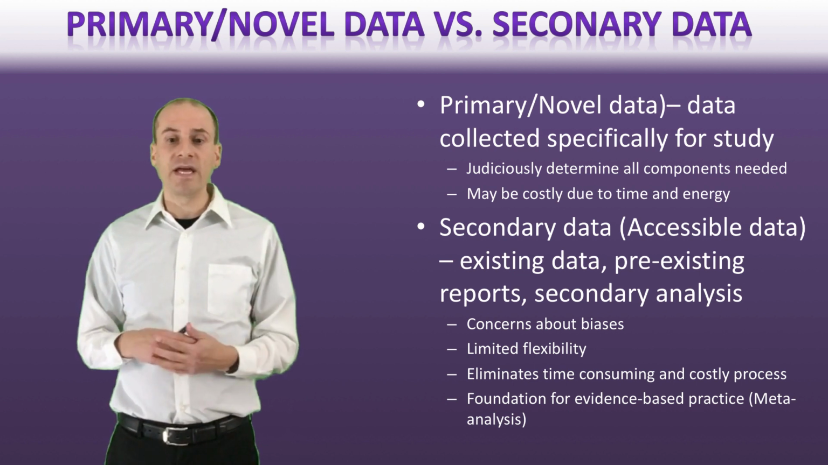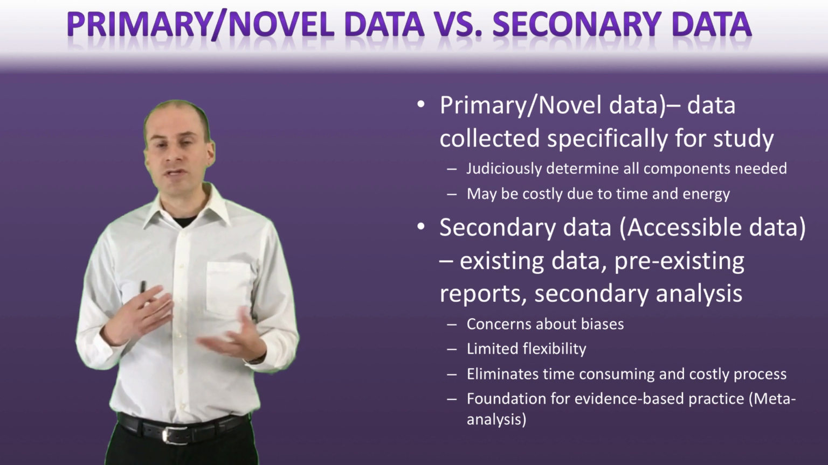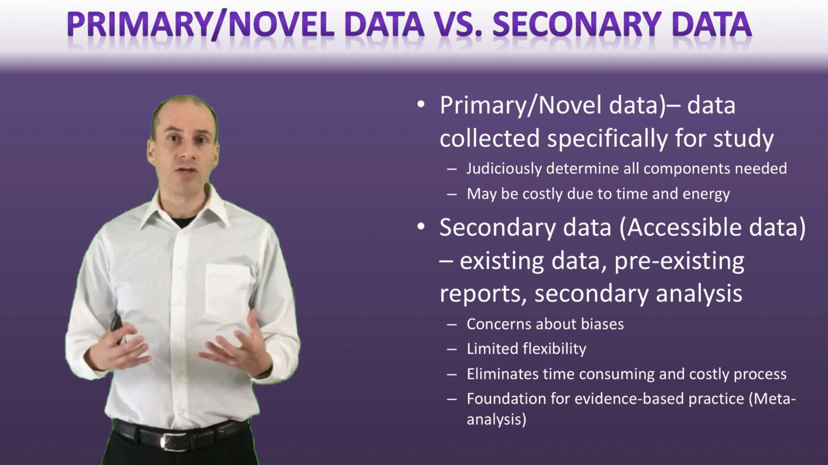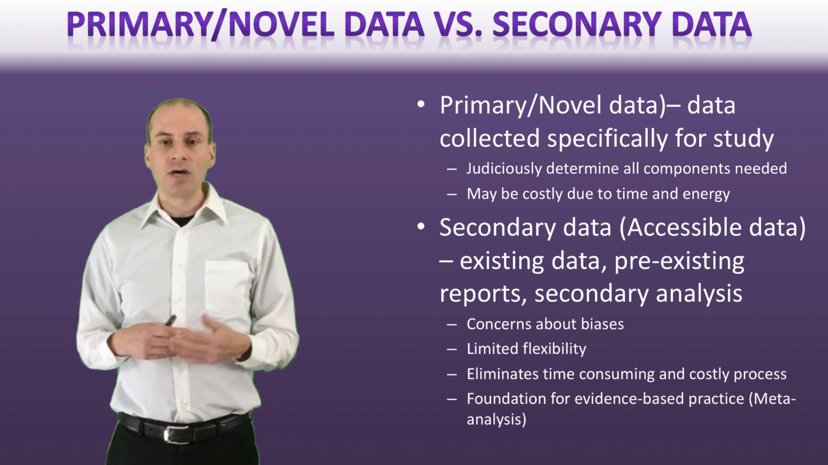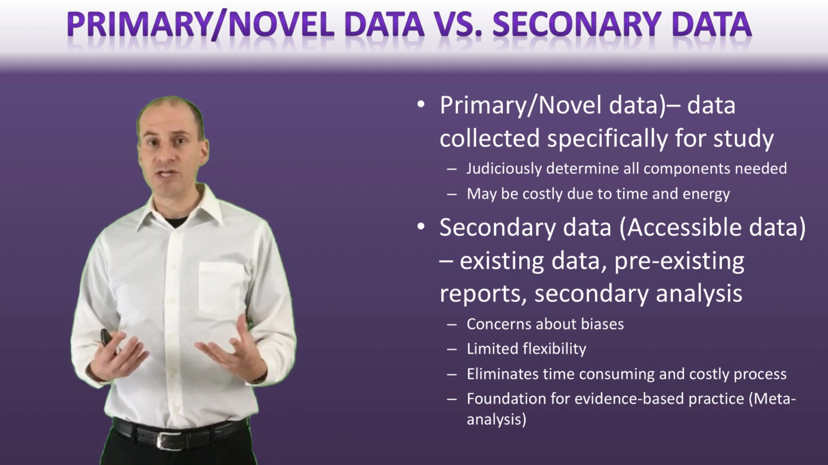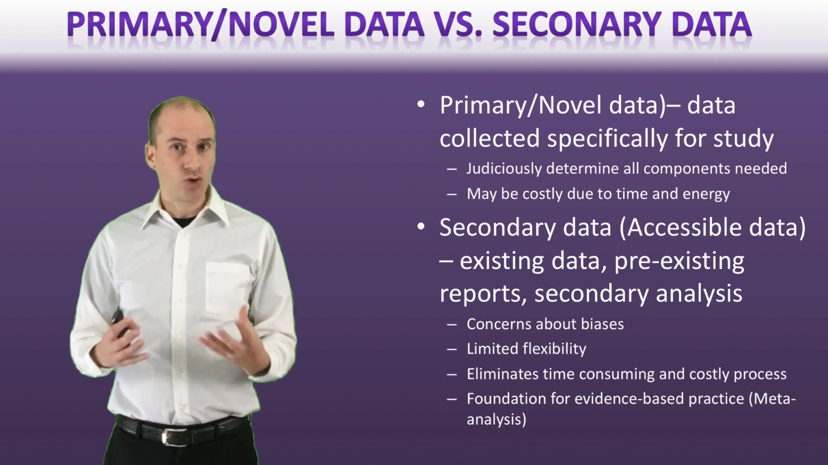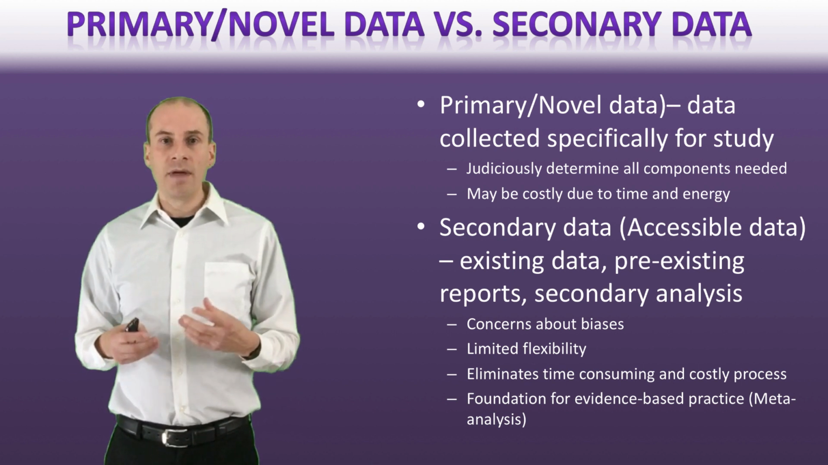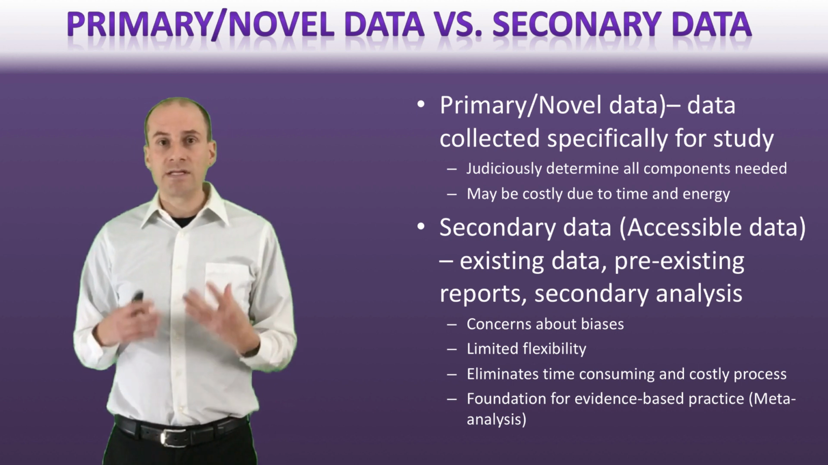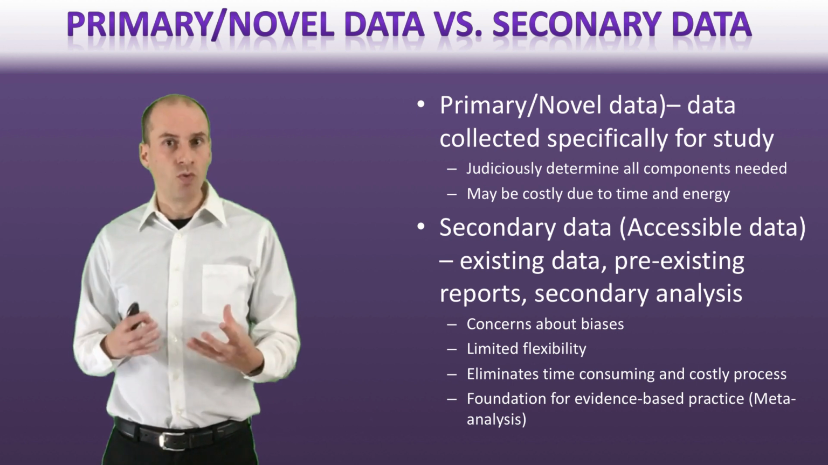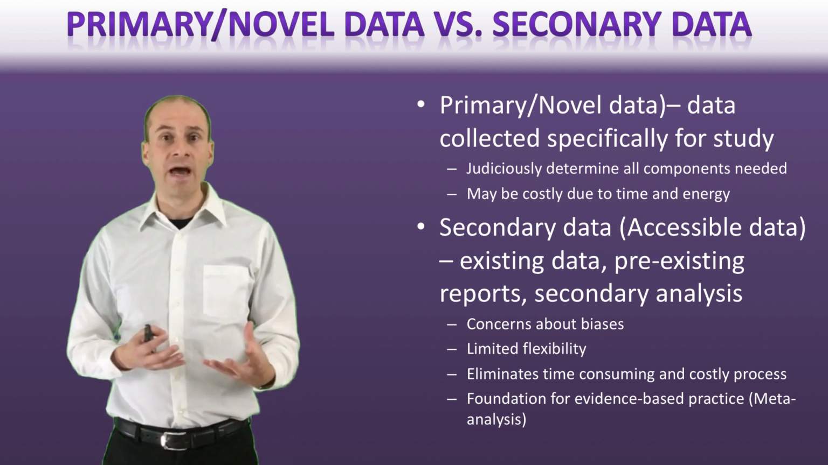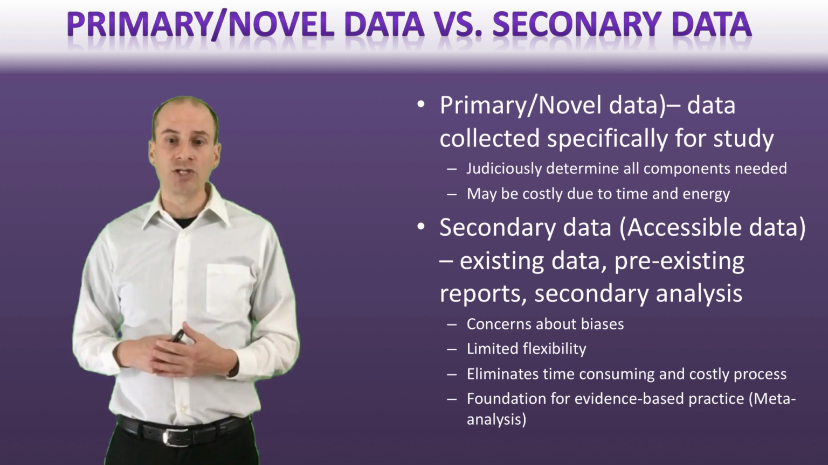All right, so let's talk a little bit about primary or novel data, and think about that in comparison to secondary data. Primary or novel data refers to data that was collected specifically for the study that you're reading, okay? In order to do that, a researcher needs to think carefully about what information they need to get, and they make those choices and collect that data. This approach of collecting your own data is time consuming and costs money, but it's nice because you get to pick exactly what you want to collect, and you have a lot of control over what information you get and the quality of that data collection.